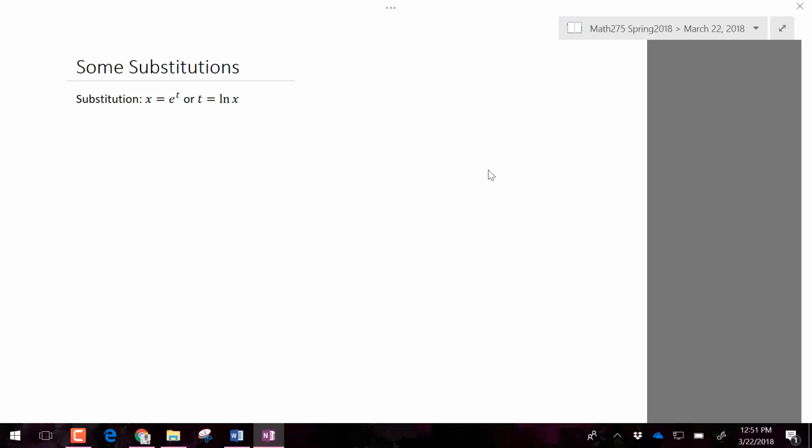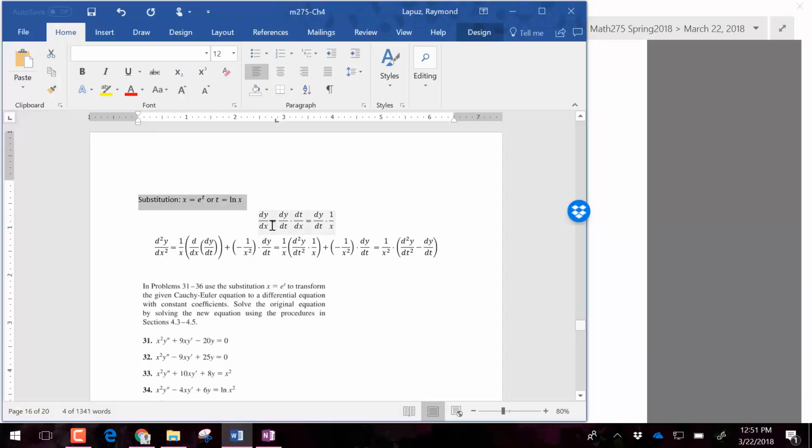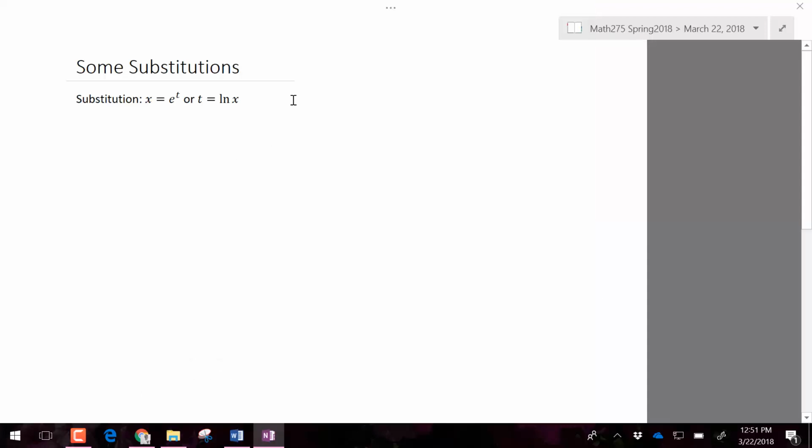So you could view it in a couple of different ways: either x is equal to e to the t or t is equal to ln x. And then we'll need to change, remember, the y prime, y double prime, they're all with respect to x. And if we're going to change into t, then we have to change those as well. Those changes will happen by taking derivatives. Well, let's see if we could take the derivative.